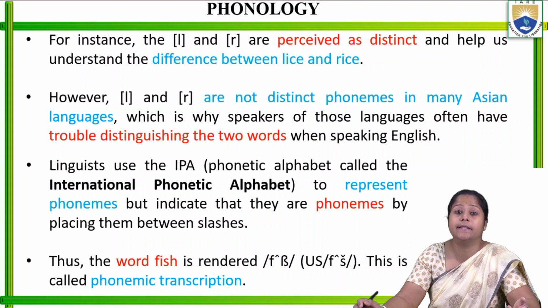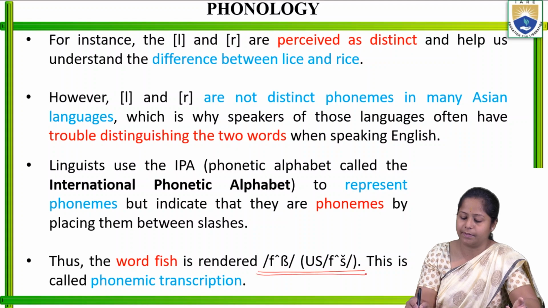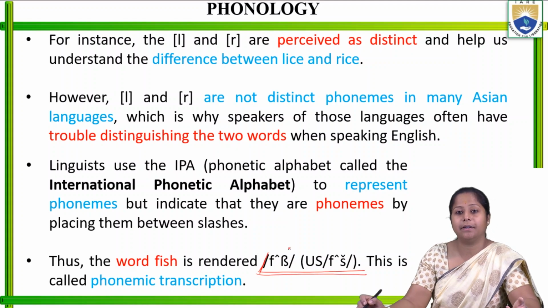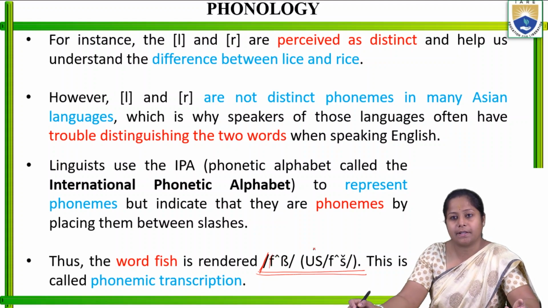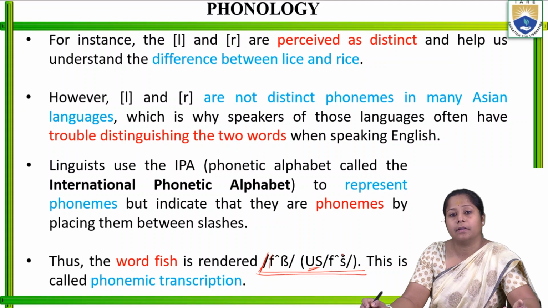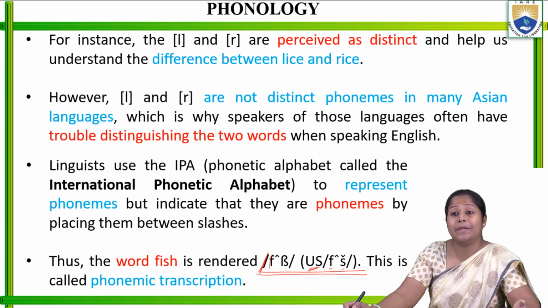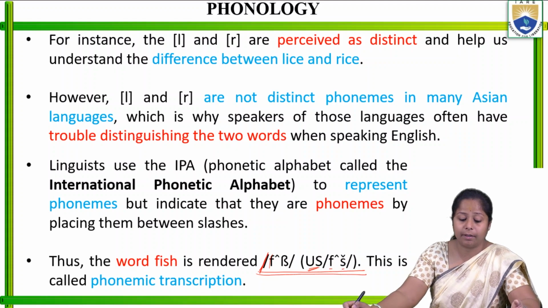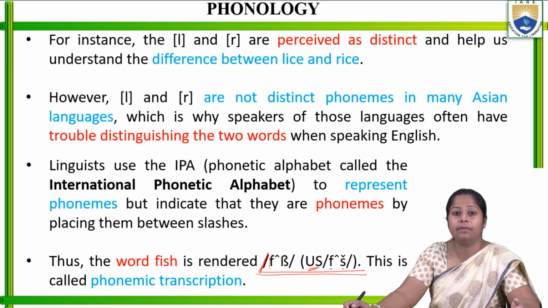Thus the word fish is written in the form of this: a slash, then F, then the vowel symbol, then another slash, and then in brackets, US, the particular region, then a slash, then F, then S. Likewise, we need to write the phonemes in the right way with the help of the IPA standard. This is called phonemic transcription. So whenever we need to write a transcription in the form of phonemes, we need to write it like this.